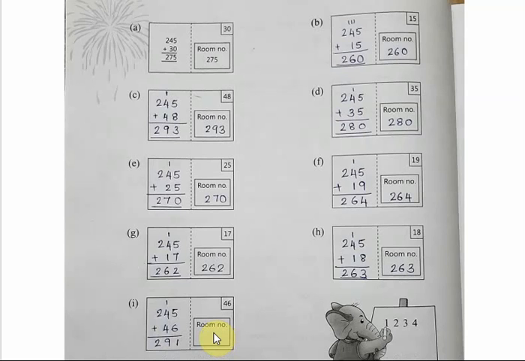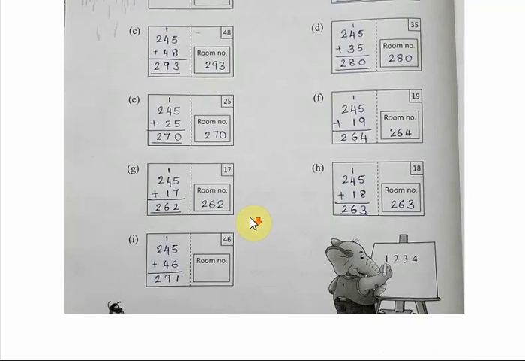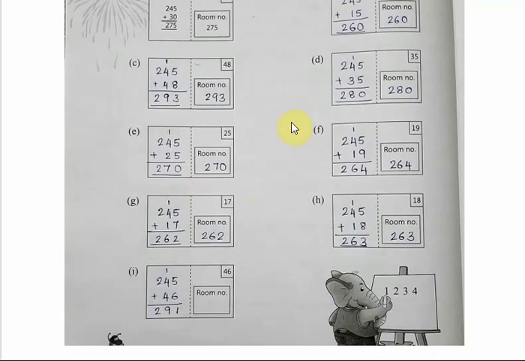Okay, so how we found out the room number? We found out the room number by adding the postal code with the number written by the postman uncle on the right hand side corner of the letter. Okay, so we got all the numbers. So Mohan can deliver the letters easily.